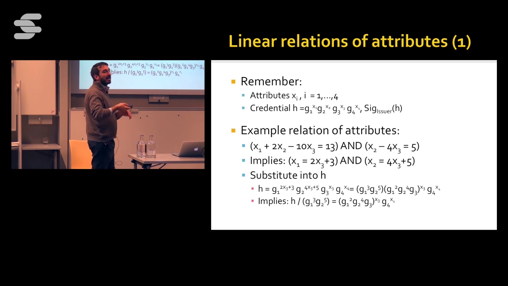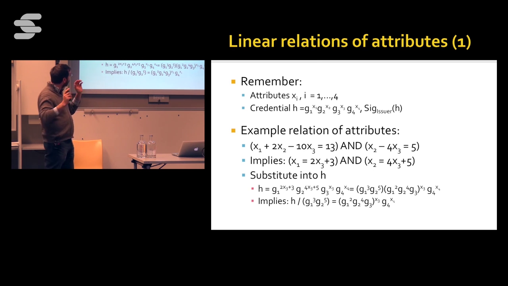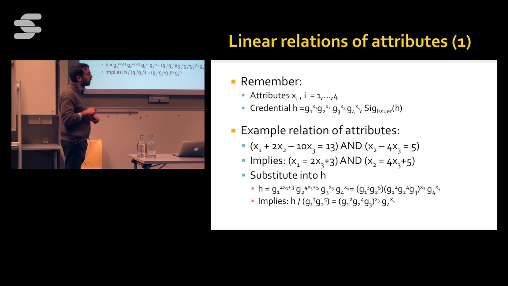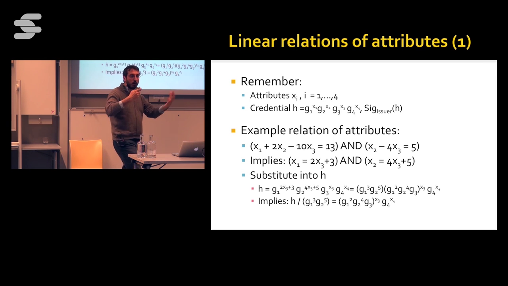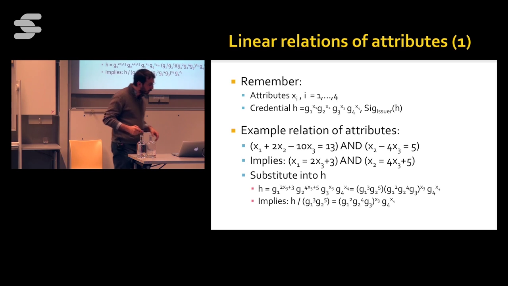So let's look at a simpler example, because the month has many billing periods. Let's just look at three attributes and try to prove something linear about them. Imagine I have attributes x1, x2, x3, and I want to prove to you that x1 plus 2x2 minus 10x3 is equal to 13, and that x2 minus 4x3 equals 5. That's a weird relationship between those attributes, and I want to actually prove it to you.